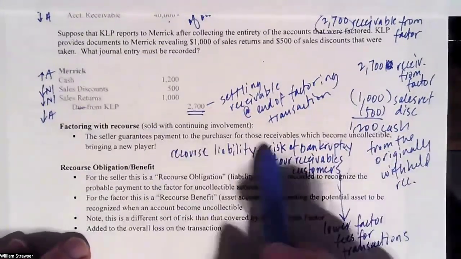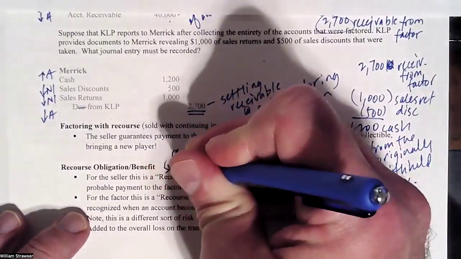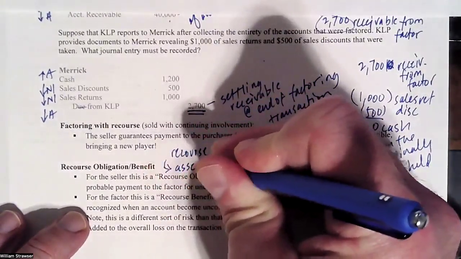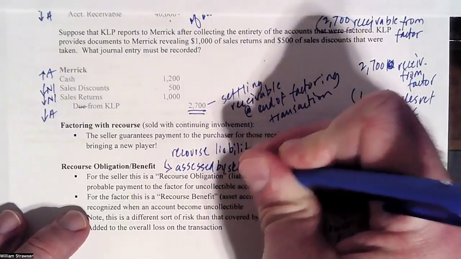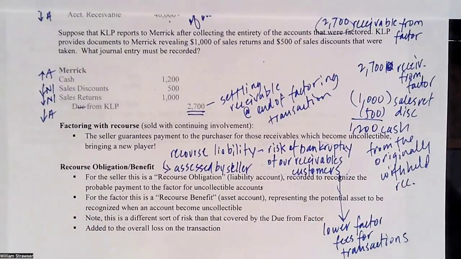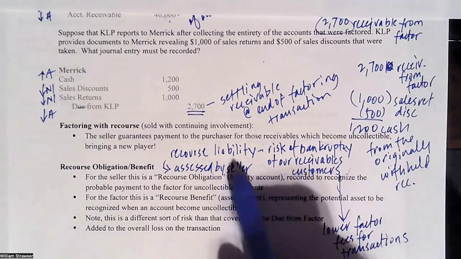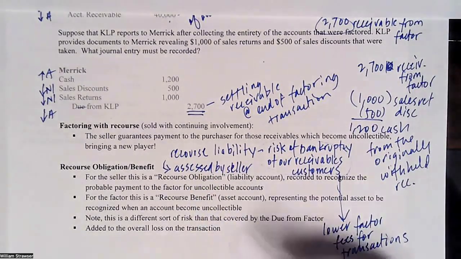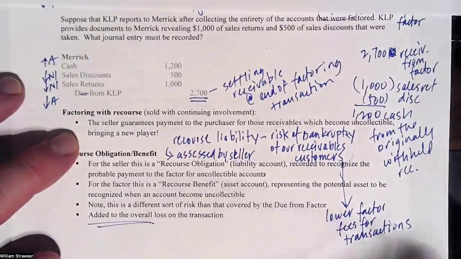We do record the amount assessed as the recourse liability. This is still assessed by the seller. They have an idea of how much of the receivables they sell may end up in bankruptcy and unable to be collected, just like a bad debt if they had kept them themselves. So they know that number and they can assess this recourse liability. And the amount they assess is just added to the overall loss on the transaction.